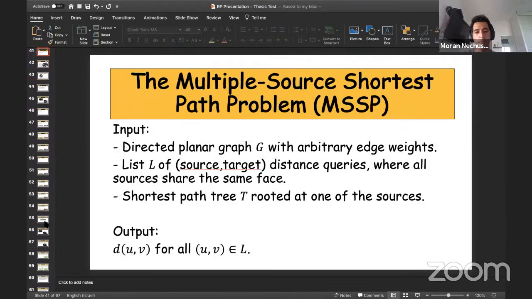Okay, so basically we've been able to reduce the replacement paths problem to a new problem, the MSSP problem, and this is the bottleneck of the algorithm. The MSSP algorithm enables us to solve queries, to ask a few queries where all the sources share the same face.